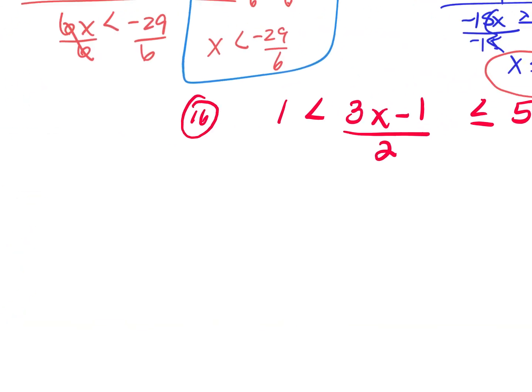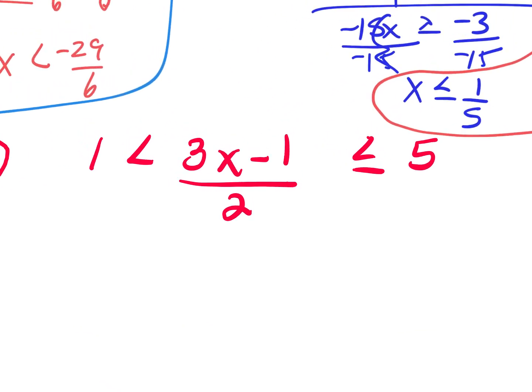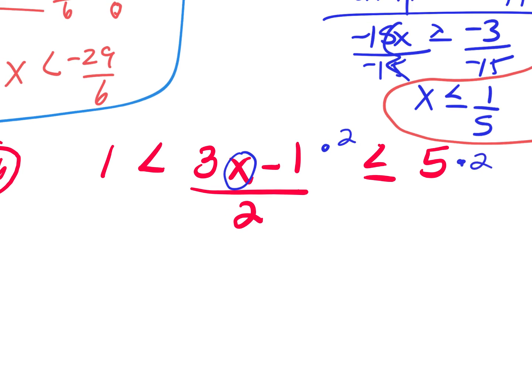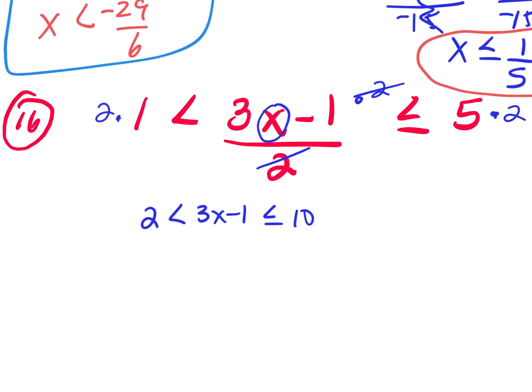And then our last one, again, is the same thing. We have where our x value is in the middle. So in order to get x by itself, the first thing I'm going to have to do is multiply the numerator by 2. So I have to multiply the right side by 2 and the left side by 2. So now I have 2 is less than 3x minus 1, less than or equal to 10. So now we're going to add 1. We have to add 1 to everything. So we have 3 less than 3x, less than or equal to 11.